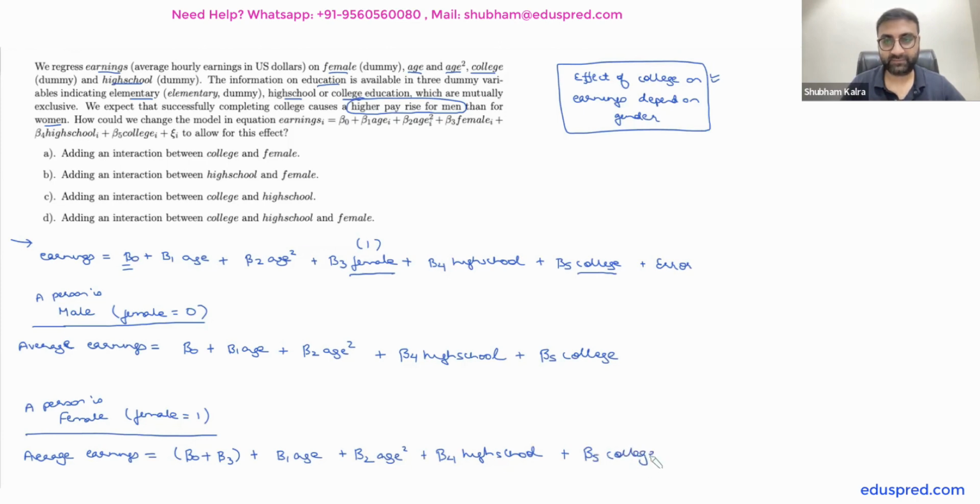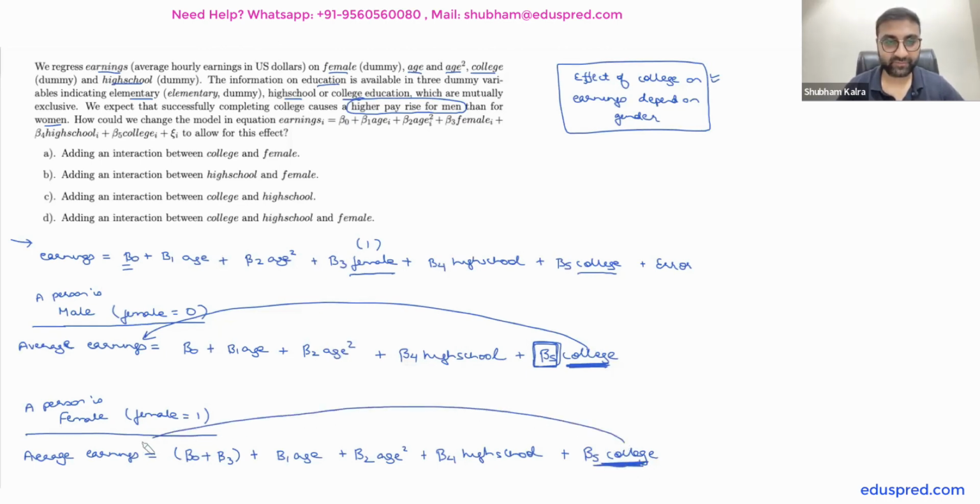Once again, we don't have to mention the error term because we are writing the equation on an average basis. Now let's see the equation for males. What is the effect of college on the average earnings of a male? Well, that effect is beta 5. And similarly, the effect of college on the average earnings of a female is also equal to beta 5.